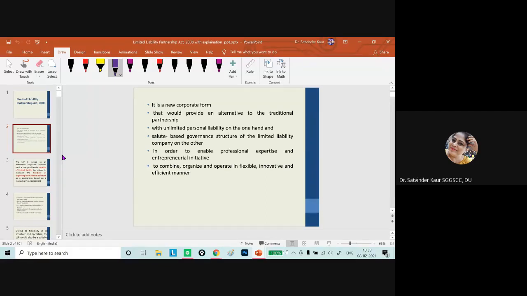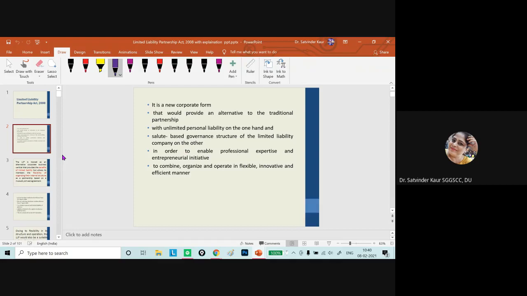The basic feature, or how the LLP differs, is that here we use the term limited liability. And if we talk about the partnership firm, as per that act, there is unlimited liability. That is, the partner's assets and personal belongings can be attached for the liability incurred while running the partnership firm. So that was the major drawback, or limitation, which people suffered, and it was perceived that some better option needs to be there.